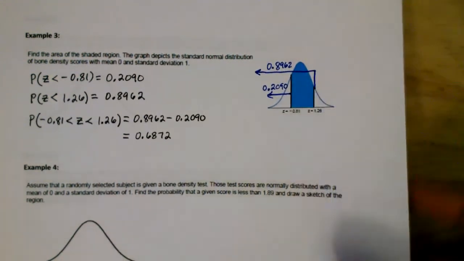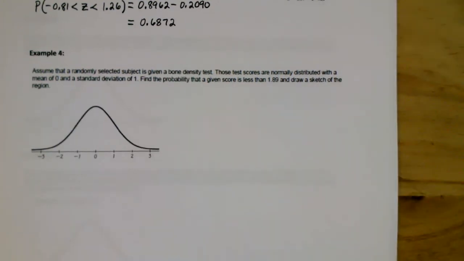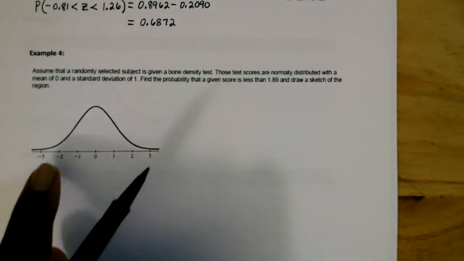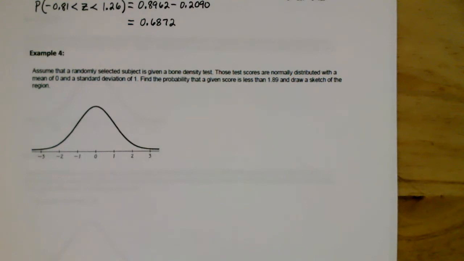Okay. Here's example 4. Assume that a randomly selected subject is given a bone density test. Those test scores are normally distributed with a mean of 0 and a standard deviation of 1. Find the probability that a given score is less than 1.89 and draw a sketch of the region. Now I already have an illustration of a normal distribution from -3 to 3.